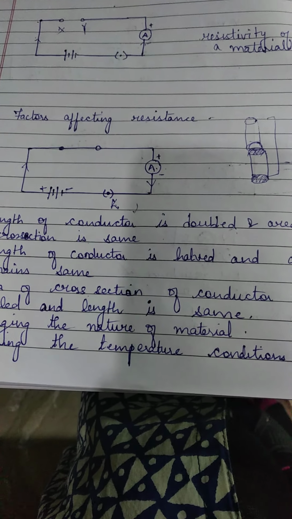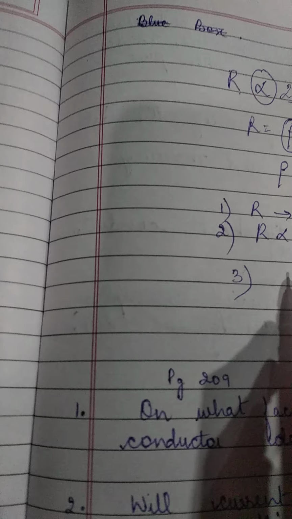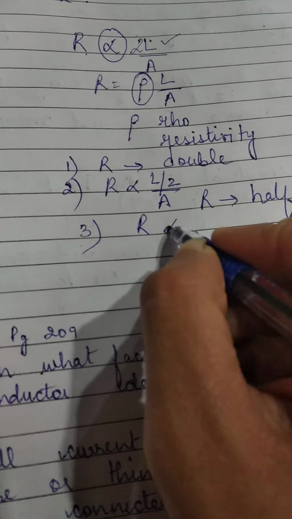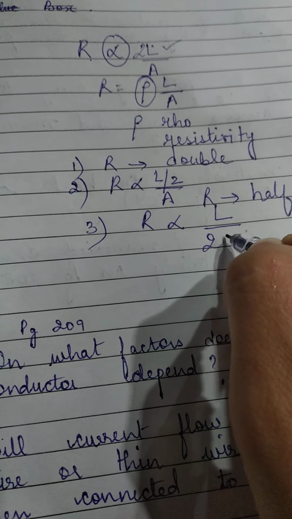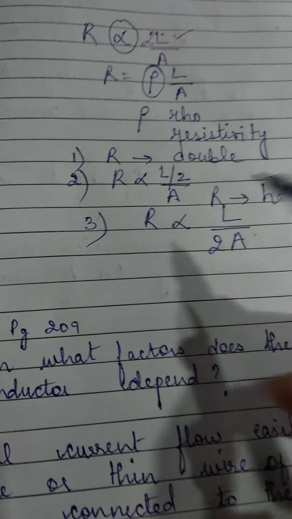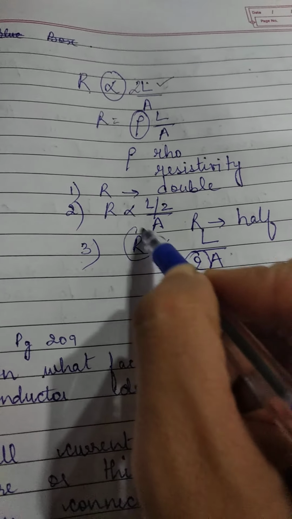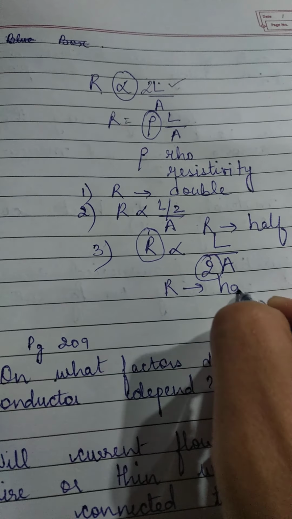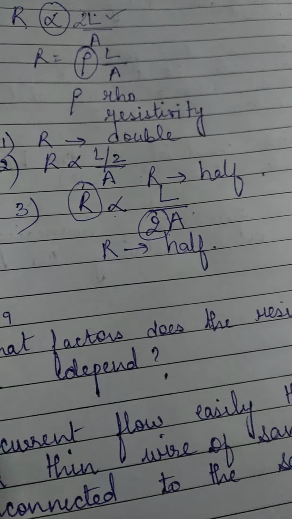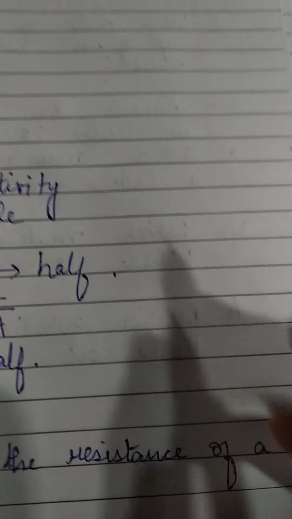Likewise, third, that is area of cross section is doubled and length is the same. Area of cross section becomes 2A. So area of cross section increased to 2 times. Since R is inversely proportional, R will become half again. Likewise, changing the nature of the material.